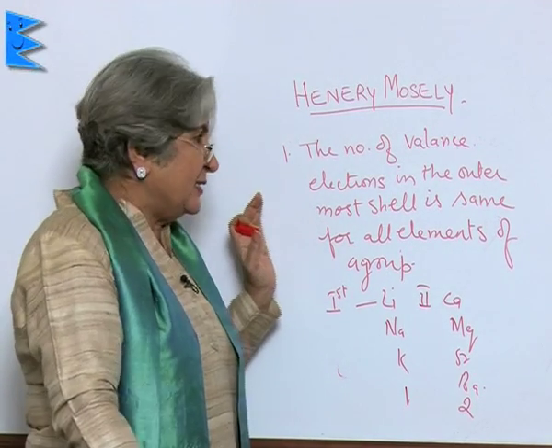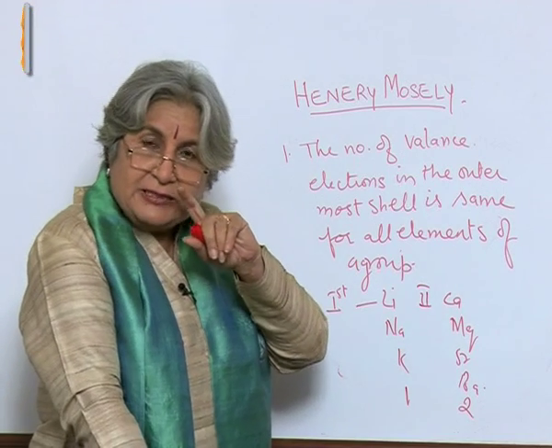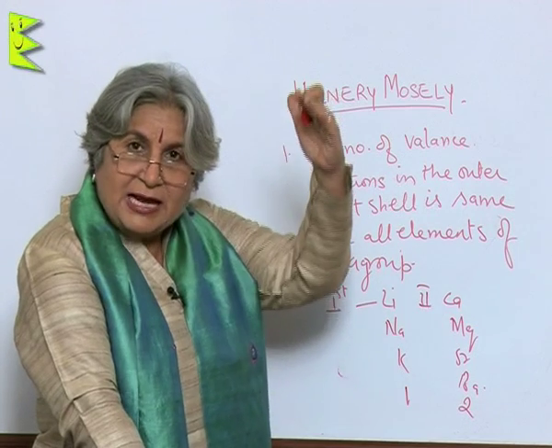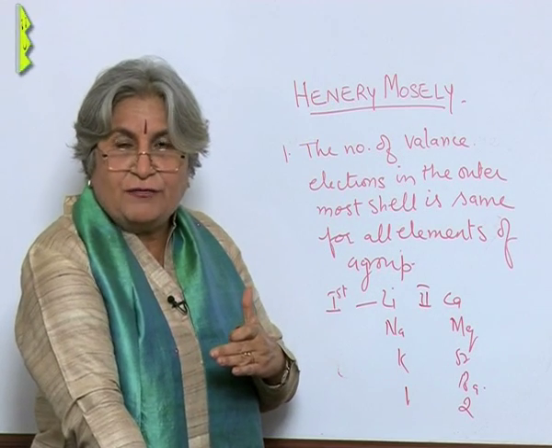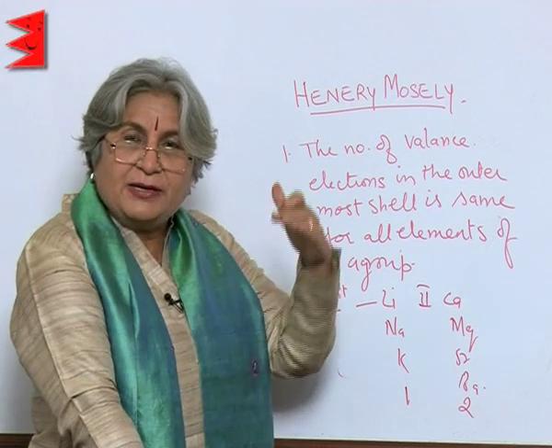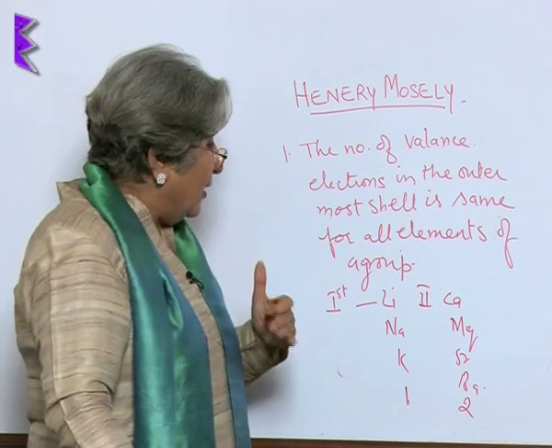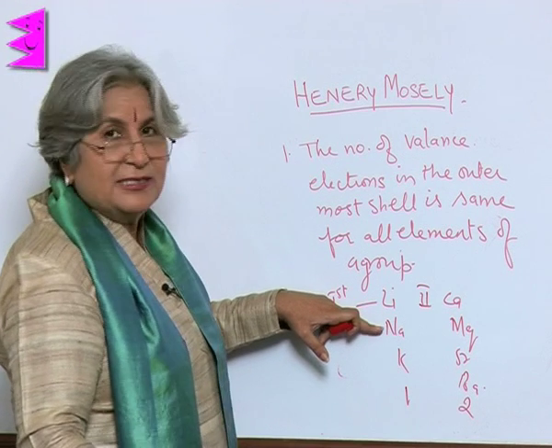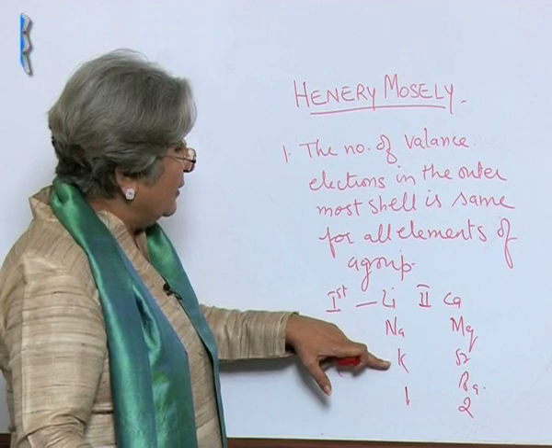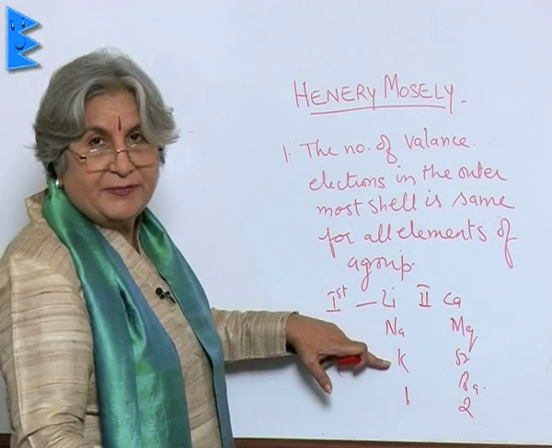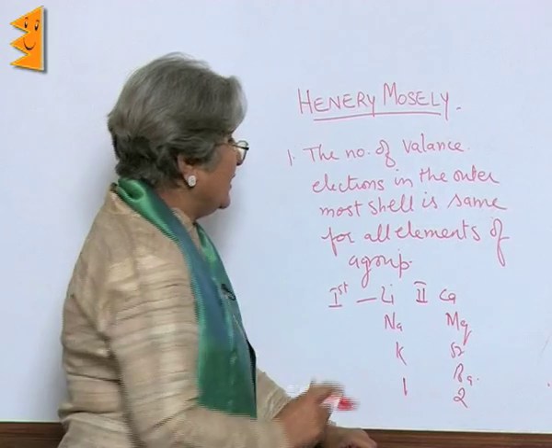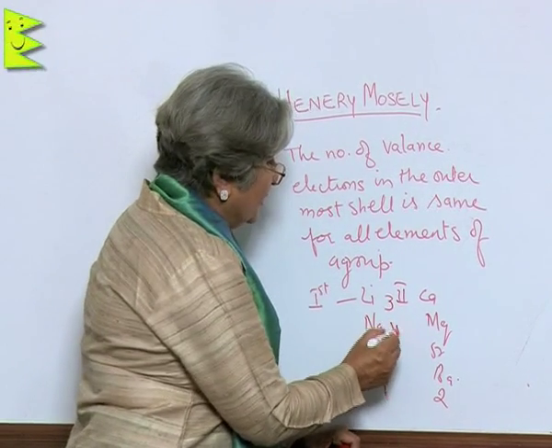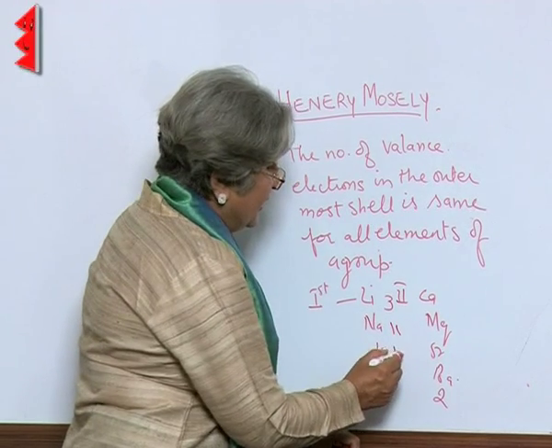Now, this does not mean that the number of shells also remains the same, because the elements are arranged in ascending order of atomic number. Obviously, the atomic number keeps on increasing. For example, in the case of lithium the atomic number is 3, sodium 11 and potassium 19.